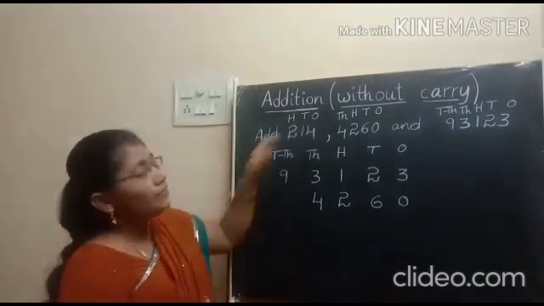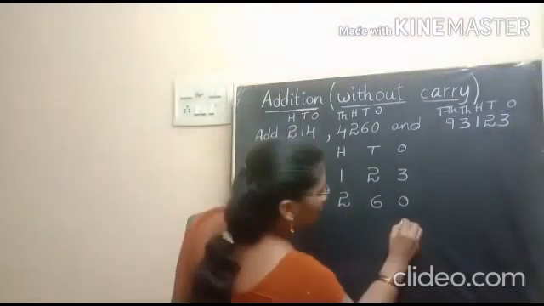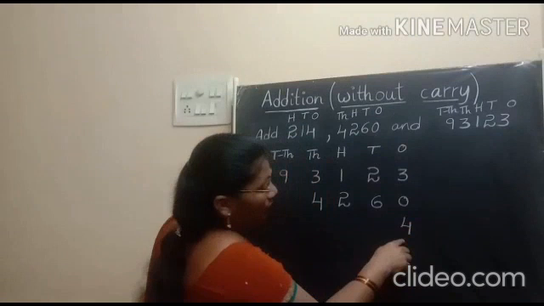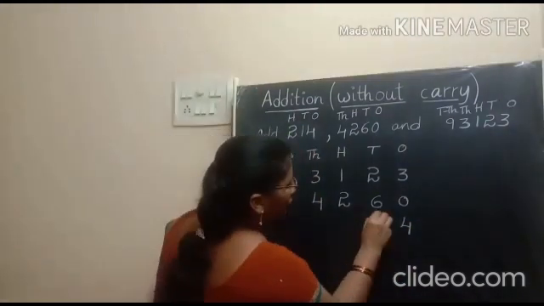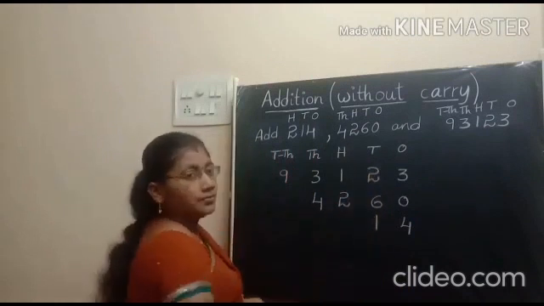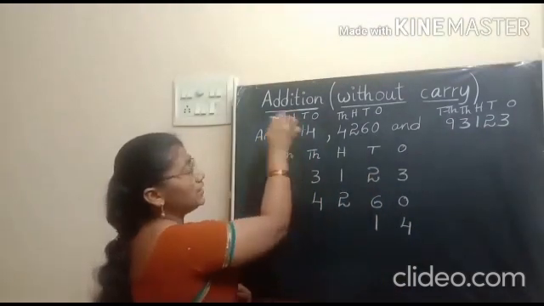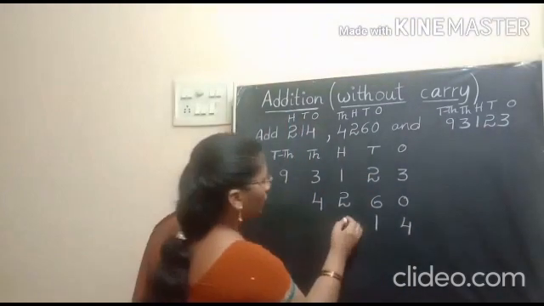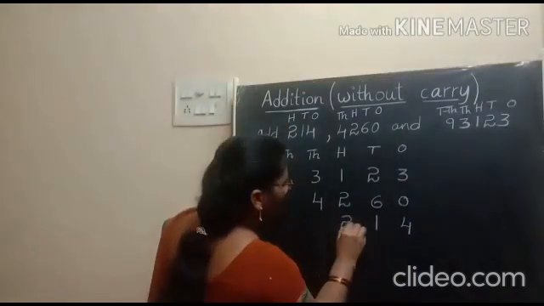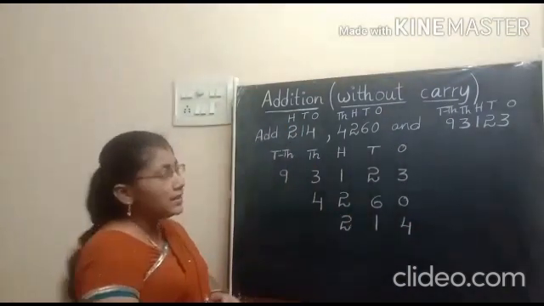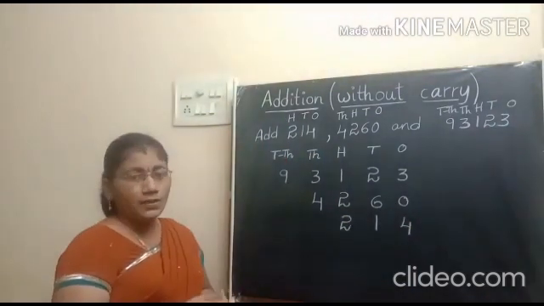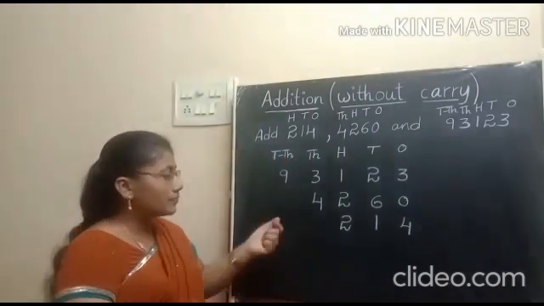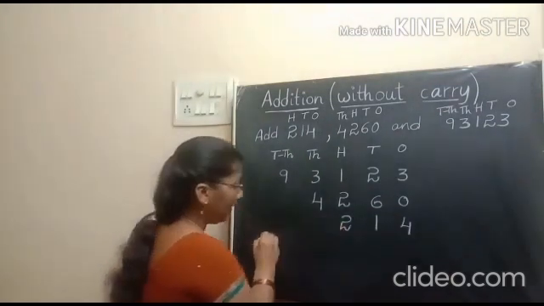Now we should write the 3-digit number. Here 4 is in the ones place. So we should write 4 in the ones column. Next, 1 is in the tens place. So we should write 1 in the tens column. Next, 2 is in the hundreds place. So we should take 2 in the hundreds column. Is there any digit to write in the thousands and 10,000s? No. Simply you should write like this.